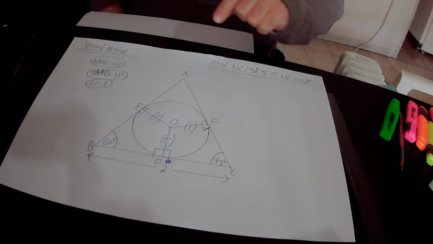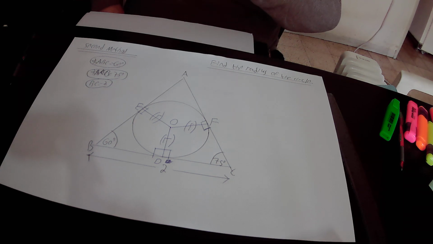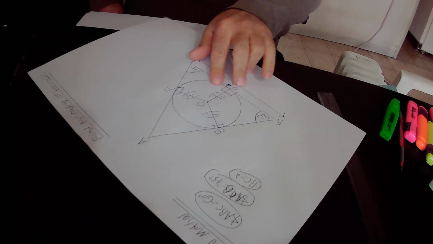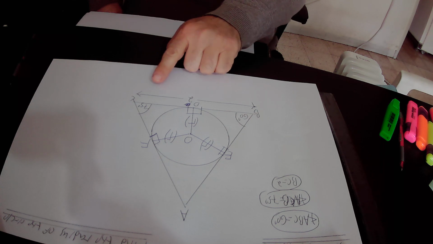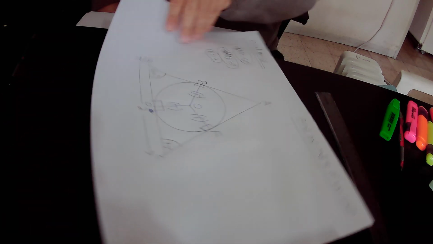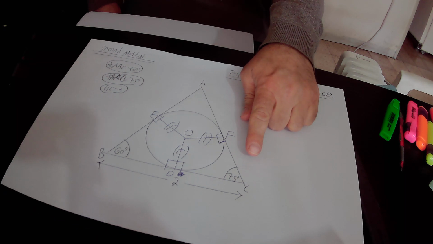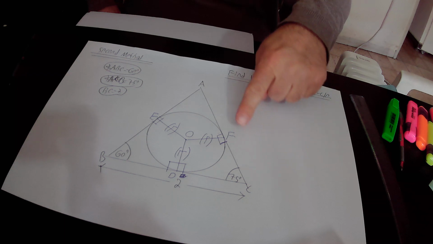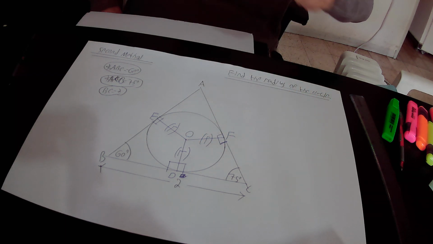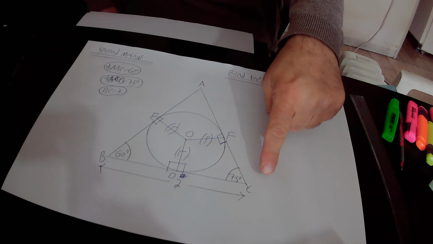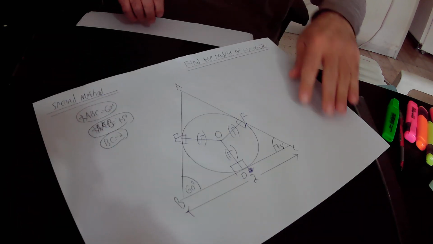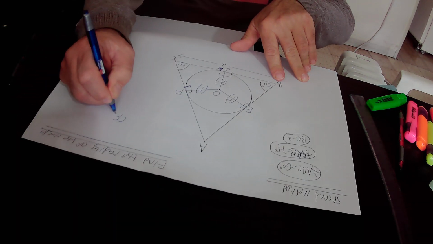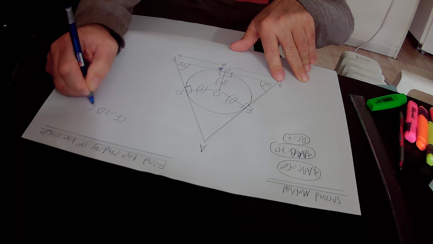I repeat again, we can implement rule number 2 in our drawing. We'll focus on the common external point, point C. From the common external point, point C, we have two tangents to this circle, tangent CF and tangent CD. According to rule number 2, they are equal to each other. That is to say, CF equals CD. So I write it down. CF equals CD according to rule number 2.